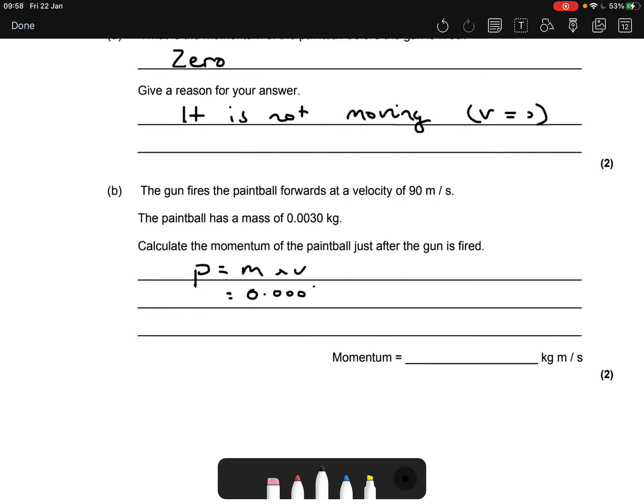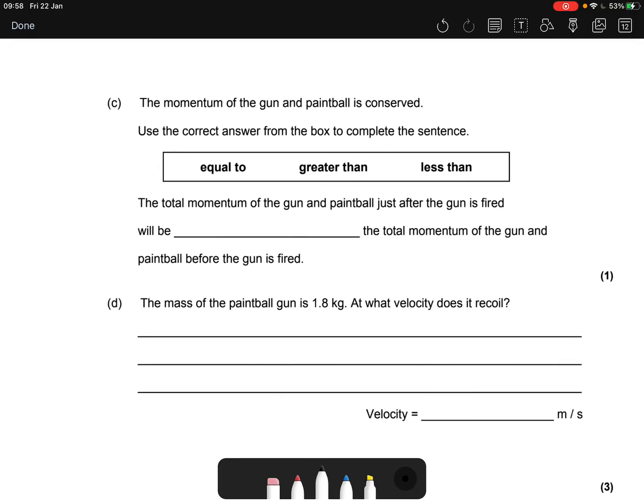So 0.00030 times 90, and we get 0.027. The momentum is conserved, so the total momentum of the paintball and gun after it gets fired will be equal to 0. The mass of the paintball gun is 1.8 kilograms. At what velocity does it recoil?